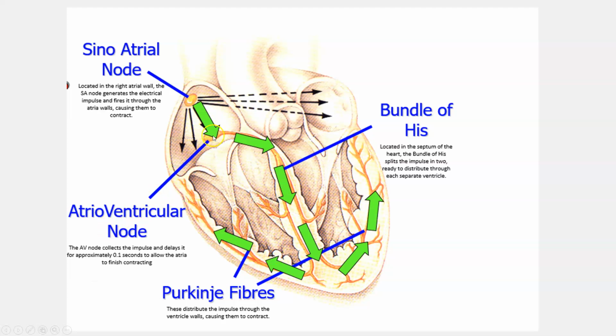This passes the impulse onto the bundle of His, which is located in the septum of the heart. The bundle of His splits into two, ready to distribute through each separate ventricle, i.e. right ventricle, left ventricle. Remember, when we look at a heart, it's backwards, like looking in a mirror. Purkinje fibres distribute the impulse through the ventricle walls, causing them to contract. So we have a muscular contraction, a heart contraction. We can force blood to the lungs, we can force blood around the body.